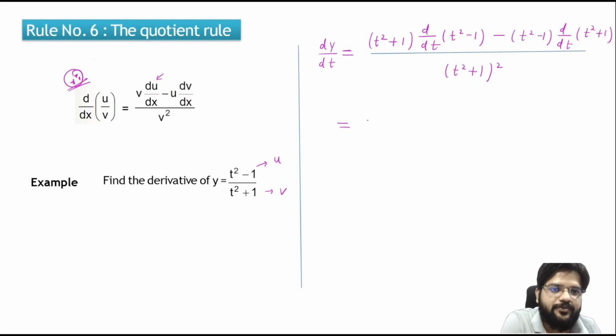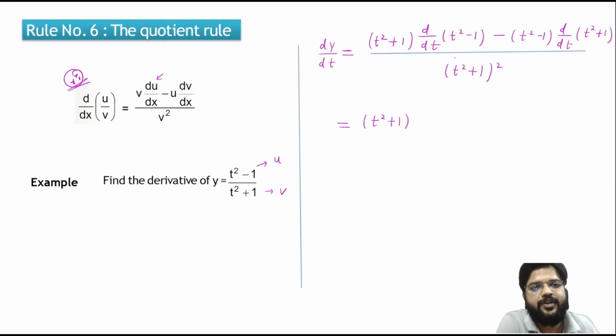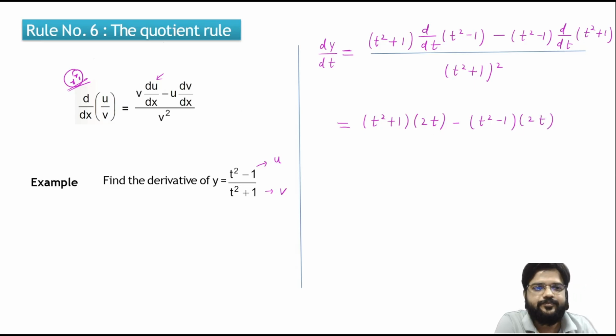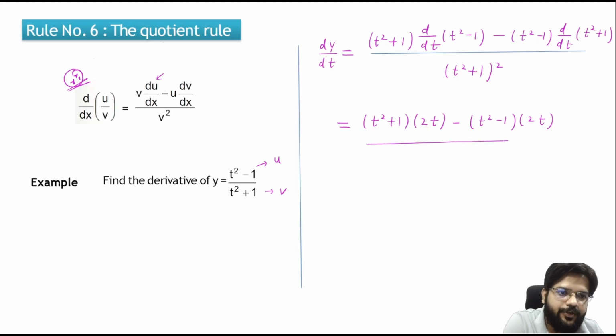So t square plus 1 we are writing as it is. Now we are doing differentiation of t square minus 1. So t square differentiation is 2t and 1 is a constant, that's why it is 0. So it is 2t, everyone, minus t square minus 1 and t square plus 1. Differentiation of t square plus 1 is what? It is 2t, correct. Now in the denominator we have t square plus 1 whole square. So write down this thing as it is.